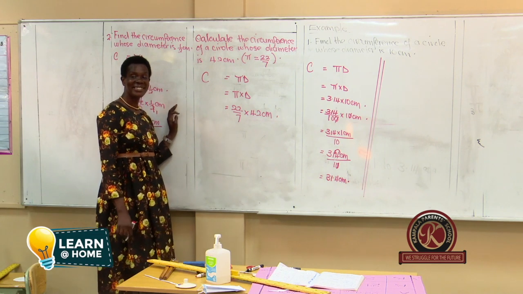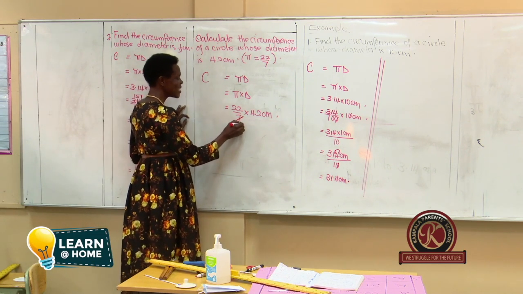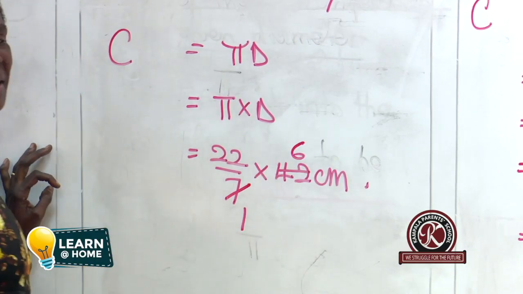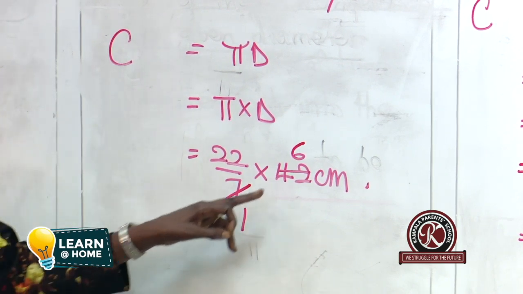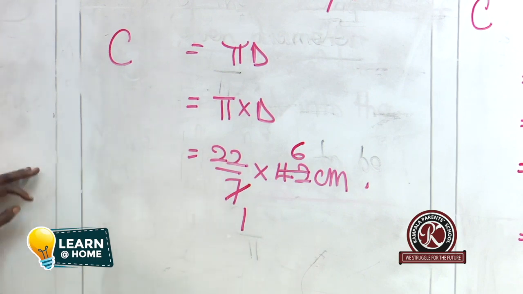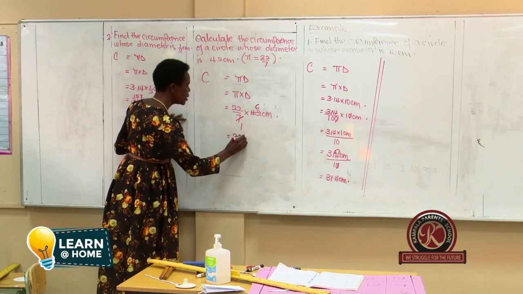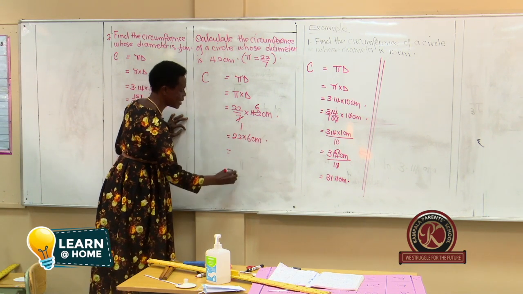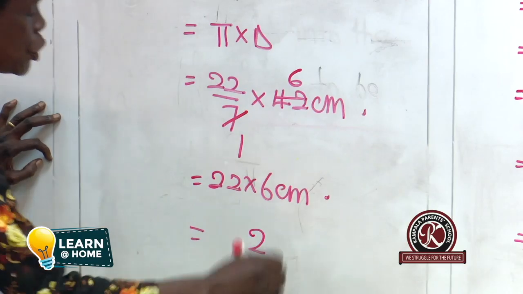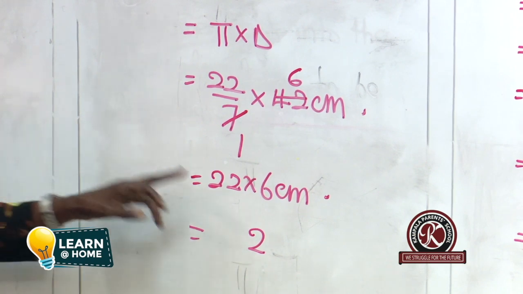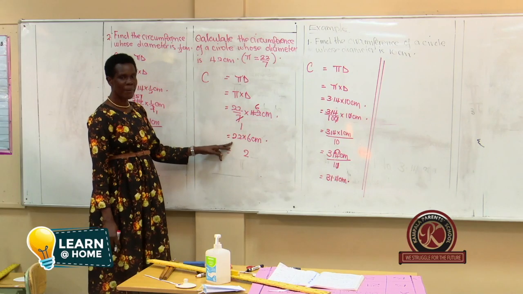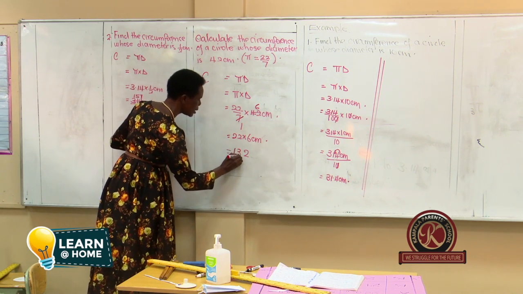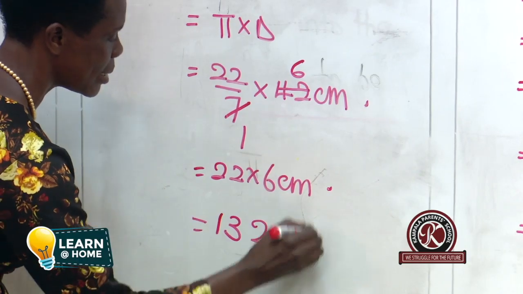Who can reduce for me? That's good. By 7, 1, by 7 here, 6. So we have 22 times 6 centimeters. 6 times 2, what do you get? Yes, 12, write 2, carry 1. 6 times 2 again, 12, plus the 1 you have carried, don't forget it, will give us 13. What is the unit? Centimeters.